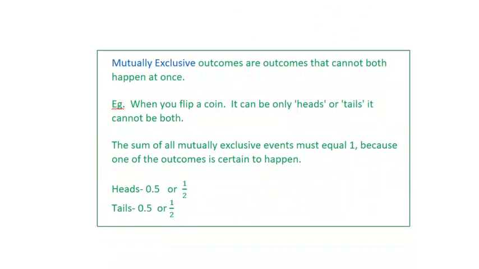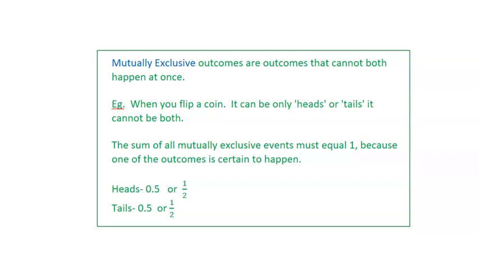So, mutually exclusive outcomes are outcomes that cannot both happen at once. It's like when you're flipping a coin, you're either going to get heads or tails. You can't get heads and tails happening at the same time. So as a result, if you add up or find the sum of all of the mutually exclusive events, they must equal 1.